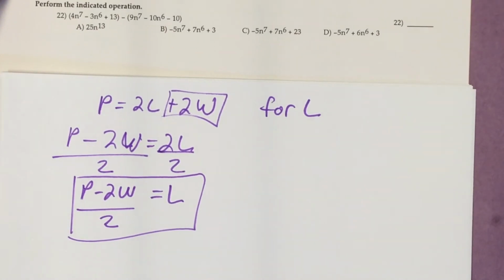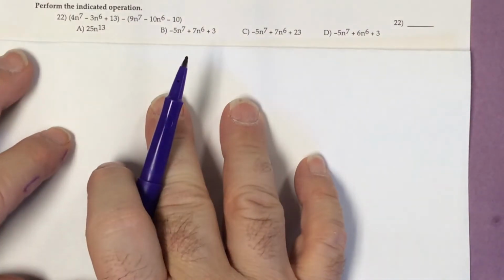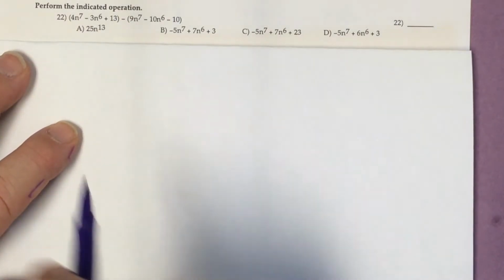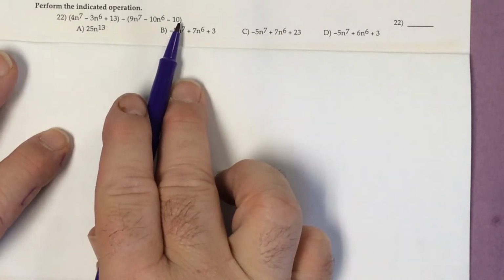Okay, well, let's take a look at 22 now. 22 says to perform the indicated operation. It's the last question on page 3 of the practice test. I believe there's 6 pages to this in all, a total of 50 questions. So on this problem here, it's saying to take this polynomial and subtract this polynomial.